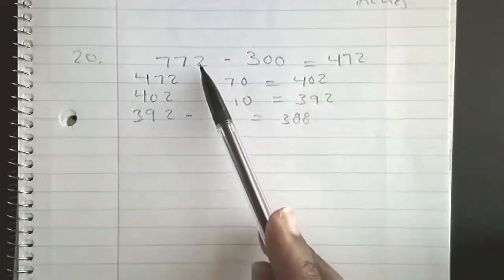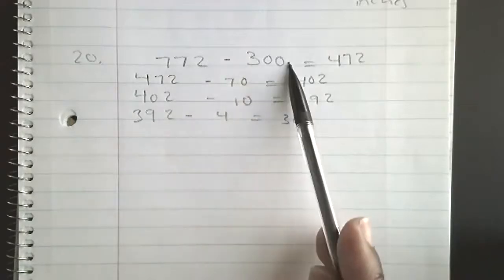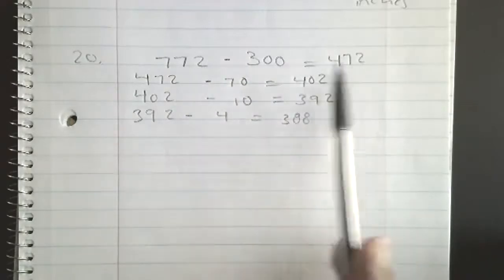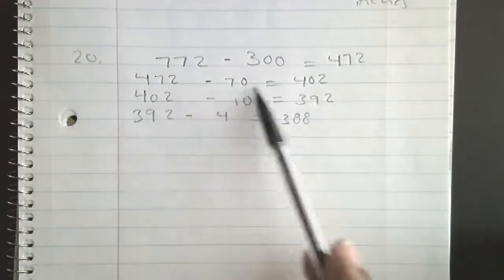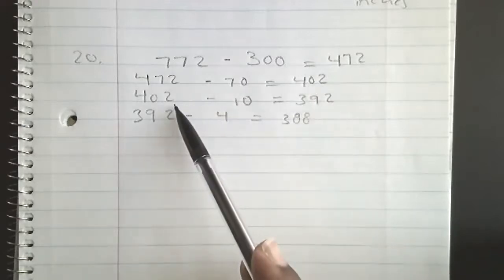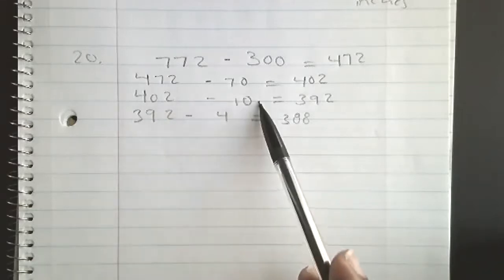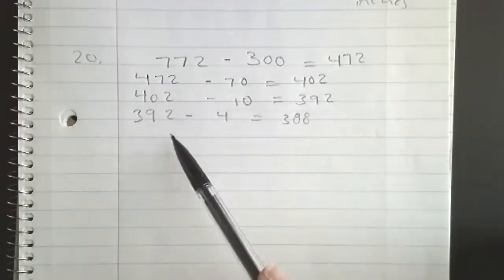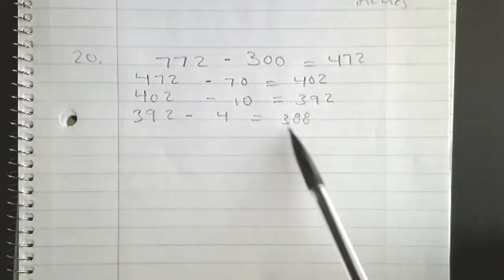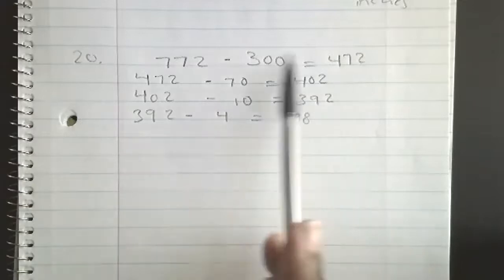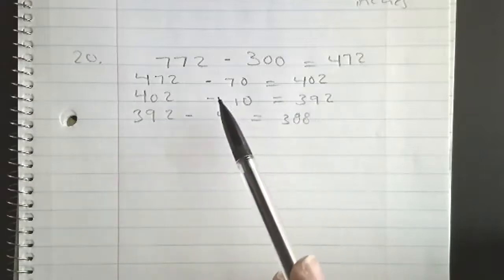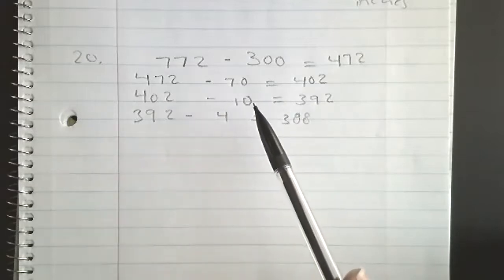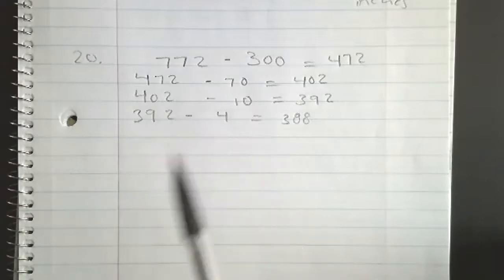So we start with 772, and then we take away 300, we get 472. We subtract the tens place, that's 70, and we get 402. Then we have 402, and we subtract that 10, and we get 392. Then we take 392 and subtract that 4, and then get 388. Now that's a long process, as I said. I'm not gonna stress that. As long as you did 772 minus 384 and you got 388, absolutely, okay?